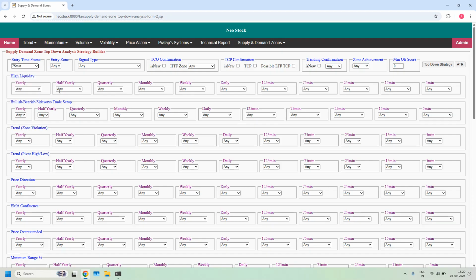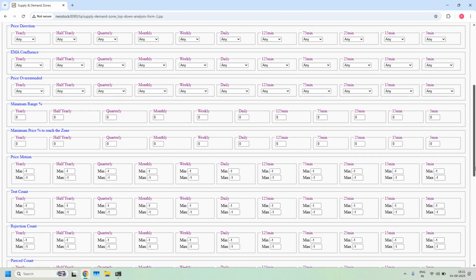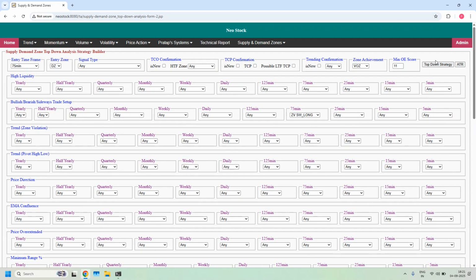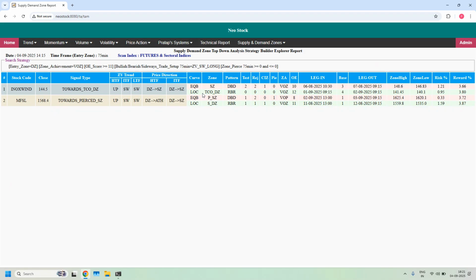Entry time frame 75 minutes, entry zone demand zone, bullish or bearish or sideways at 75 minutes: sideways long. Zone achievement violated, opposing zone, minimum odd and hands score 11 for sideways. The 75 minutes demand zone should not be pierced, so pierced count at 75 minutes, minimum value 0, maximum value 0. That means pierced count is 0, which means the zone is not pierced. So we got 2 stocks. Entry time frame zones are 75 minutes demand zones for sideways long trade setup for weekly income trade.